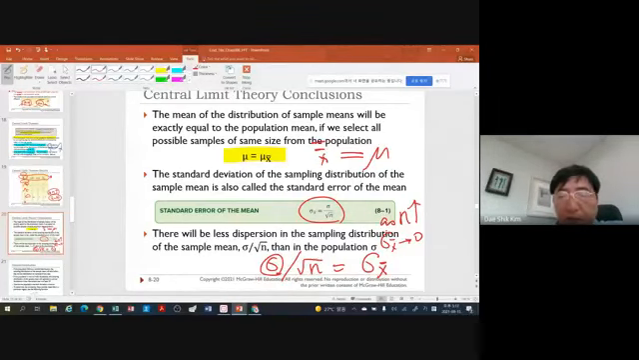Okay, there will be less dispersion. So as n gets bigger and bigger, there will be less dispersion.